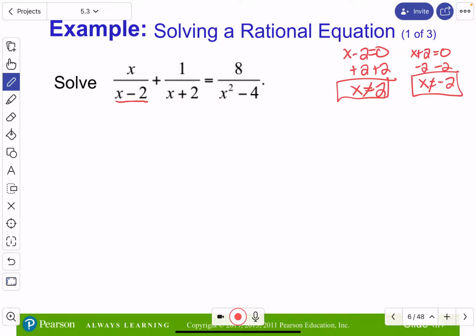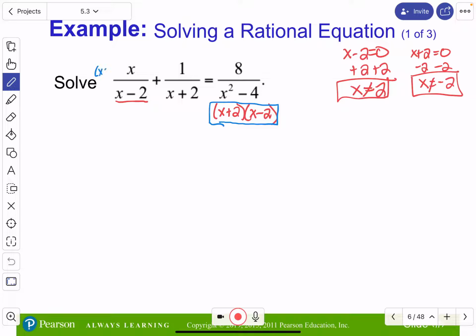x squared minus 4 is a difference of squares. So if we were to write this out, it would be x plus 2 times x minus 2, which gives us the same numbers for the undefined. So that's how we start. Now we need a common denominator before we can add these together. The right-hand side has a denominator of x plus 1 times x minus 2. So that's what we'll use.